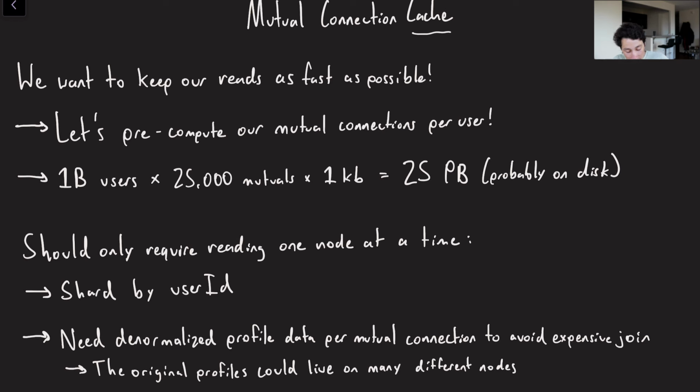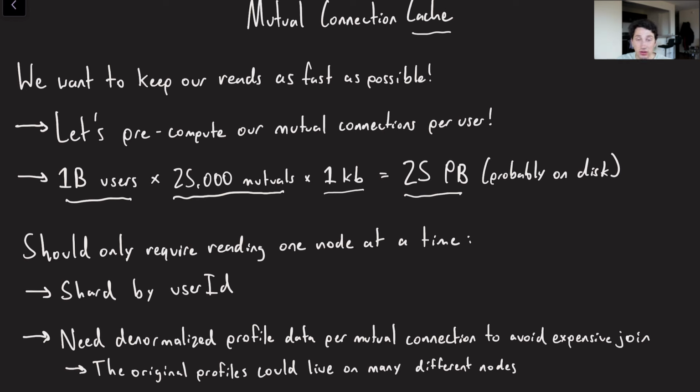So let's say there's 1 billion users. Each one of them has 25,000 mutual connections, and each one of those rows takes 1 kilobyte to store. We have to store 25 petabytes of data. Now that is objectively a pretty obscene amount of data. It is storable. There are many companies of LinkedIn size that do things like this, but it means we're going to need a lot of partitions.